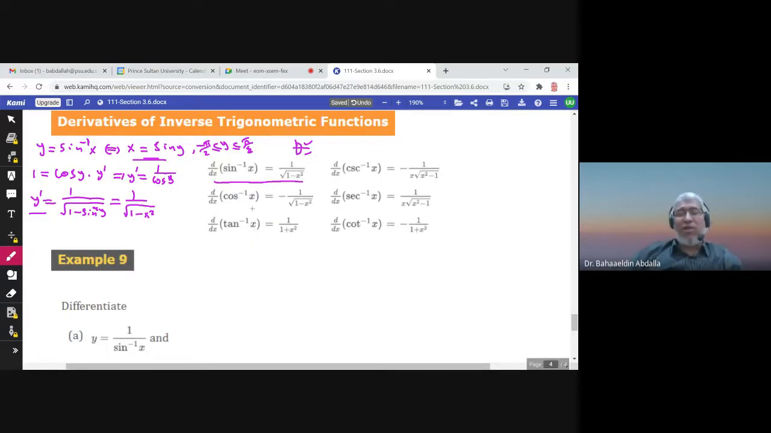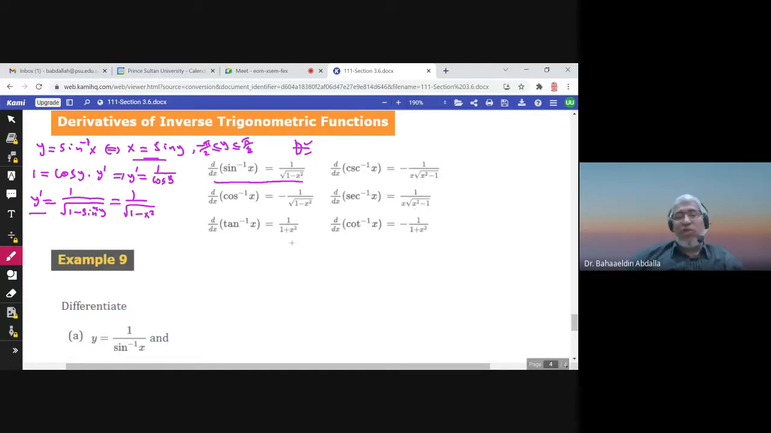You can do this for all the other 5 trigonometric functions and find their derivatives, and you will find that these are the derivatives. The derivative of cosine inverse is exactly similar to sine inverse with a negative sign. The derivative of tan inverse is 1 over 1 plus x square, and cotan inverse would be the same with a negative sign. The derivative of secant inverse is 1 over x times the square root of x squared minus 1, and the derivative of cosecant inverse would be the same as secant with a negative sign.